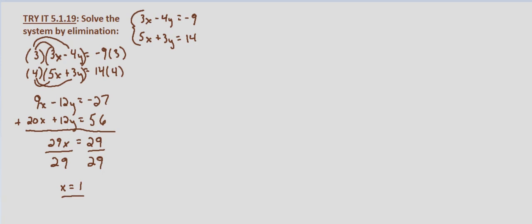And again, this would have worked had you eliminated the x variable by multiplying the first equation by negative 5, the second equation by 3, and then adding the equations as well. The difference is that you would be eliminating x instead of y.